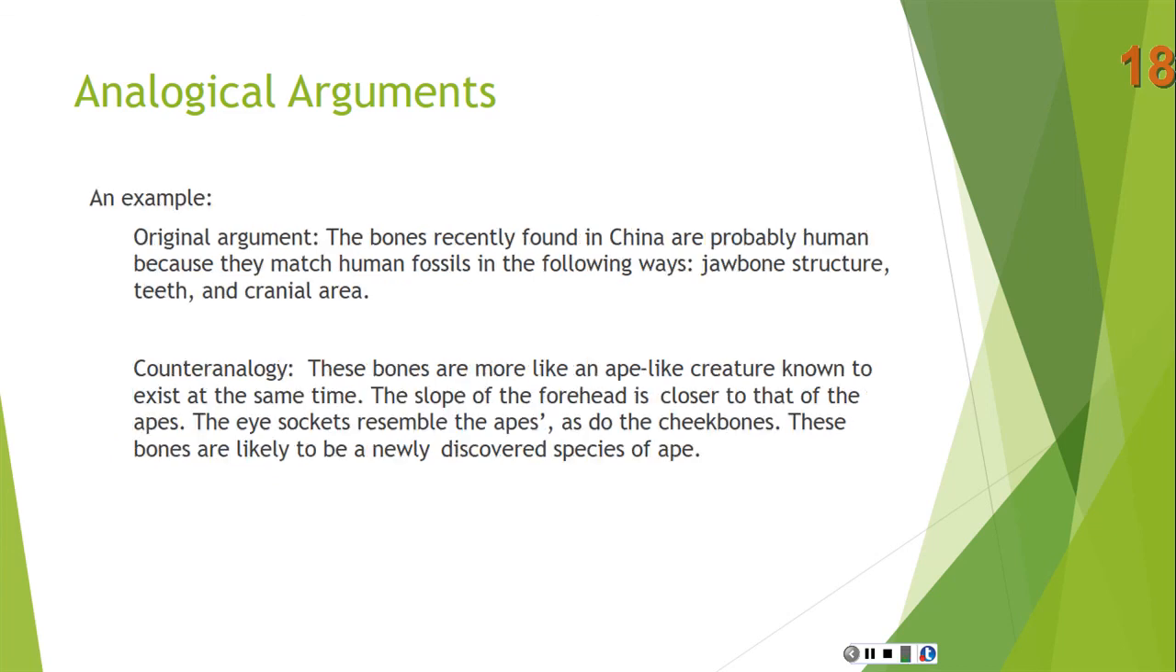Let's look at an example. Consider my original argument and then the counter-analogy. The original argument says the bones recently found in China are probably human because they match human fossils in the following ways: jawbone structure, teeth, and cranial area. But consider the counter-analogy. These bones are more like an ape-like creature known to exist at the same time. The slope of the forehead is closer to that of the apes. The eye sockets resemble the apes, as do the cheekbones. These bones are likely to be a newly discovered species of ape.